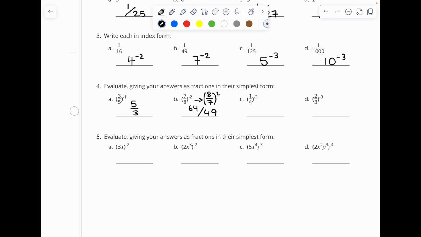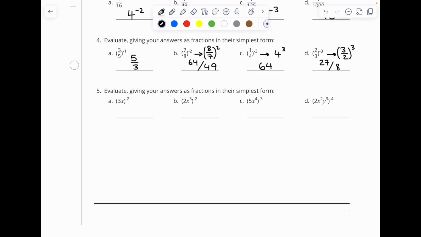For C, again, we need to flip it first of all. As this is a quarter, when we flip it, that becomes 4. So 4 cubed, which is 64. Again, for the last one, we need to find the reciprocal, so flip it first. Then we can cube it, and that gives us 27 over 8.